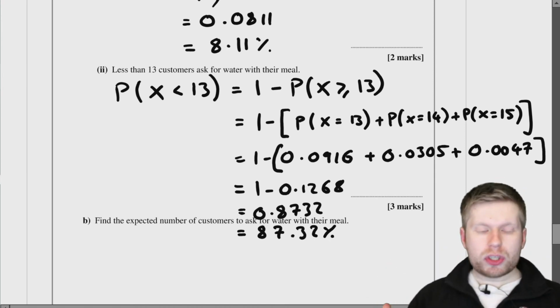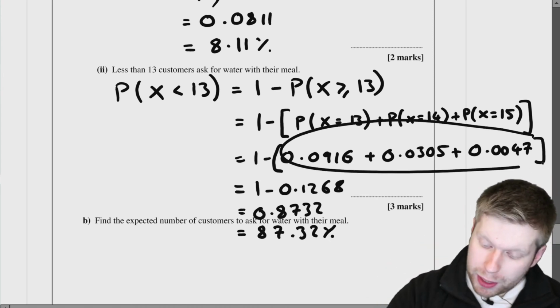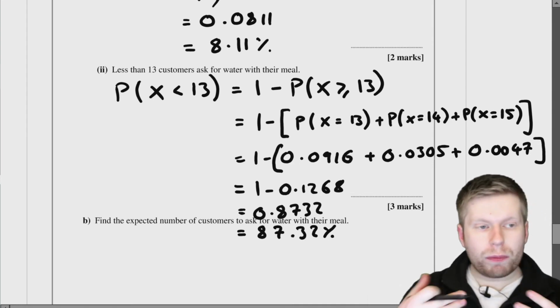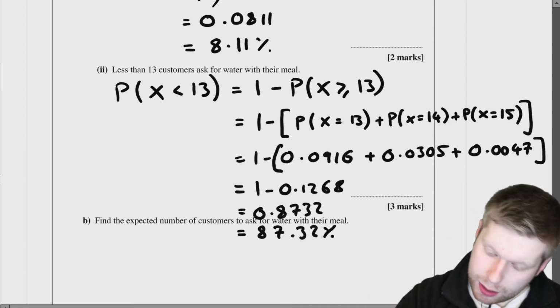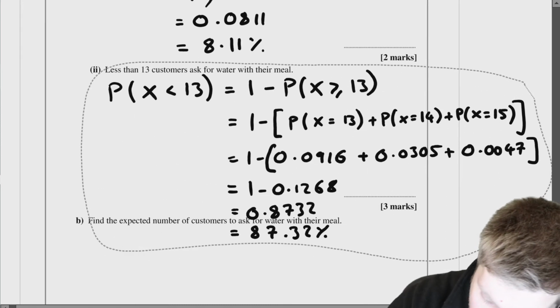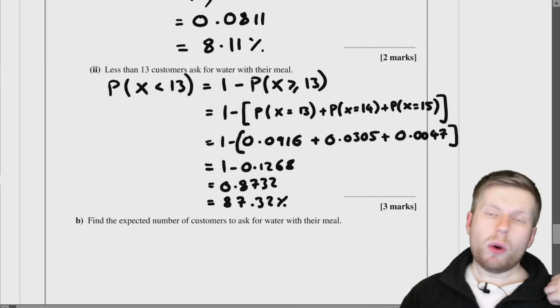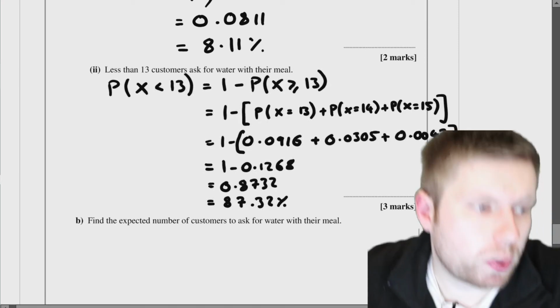But if you are going to use something like GeoGebra, please make sure that you write down these probabilities. I need to be able to see that you understand what's actually happening here. So please make sure you write down enough working so that I can still award marks. At the end of the day, I'm not interested in your ability to use GeoGebra. That's not what I'm assessing. What I'm assessing here is, do you understand what's happening?